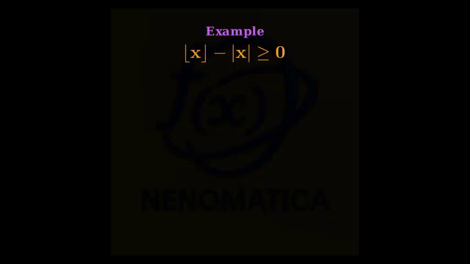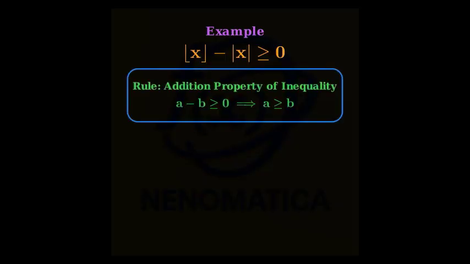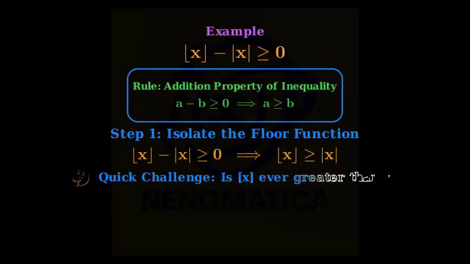Step 1. Isolate the floor function using the addition property of inequality. The rule says a minus b greater or equal to 0 implies a greater or equal to b. Now apply it to our inequality. We get floor of x is greater or equal to absolute x. Quick challenge. Is the floor of x ever greater than x itself?